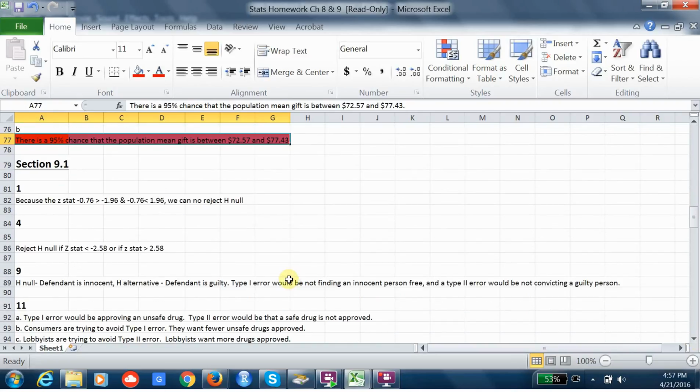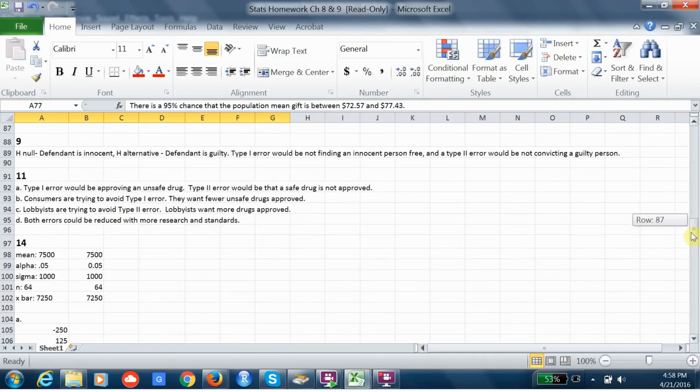Okay, let's see, for 9.1. Right, so we want to know if we're going to reject or accept, and exactly, this is one way of doing it. We could also compute the p-value. You computed the critical value. That's fine. For 4, you could do it in terms of the p-value or the critical value. Either one's fine. The 9 looks good. Okay.